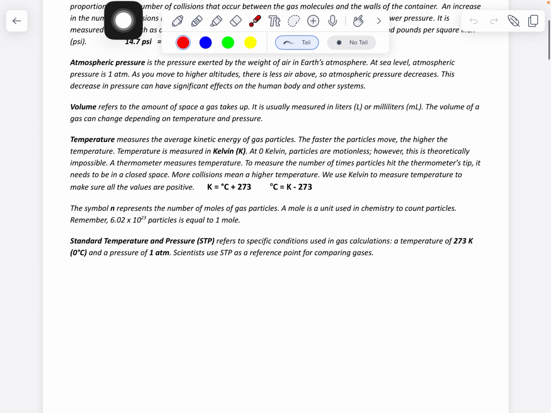Now, N, that is the number of moles of gas particles. As a reminder, a mole is 6.02 times 10 to the 23rd particles. That's 1 mole. So whenever we see our symbol N, that is the number of moles of gas particles. Standard temperature and pressure, STP, those are specific conditions used in gas calculations when we're referring to 273 degrees Kelvin and a pressure of 1 atmosphere.